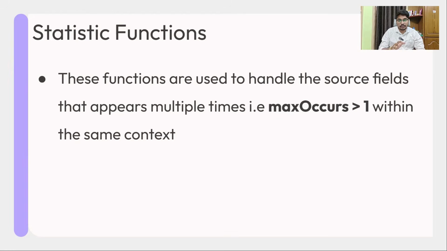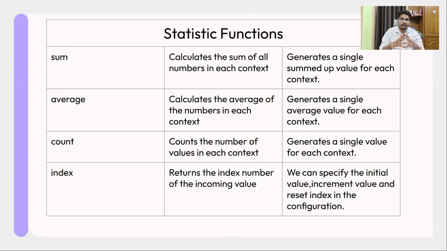These functions are used to handle the source fields that appear multiple times, which is max occurs greater than 1 within the same context. So if we look at the functions, we have only 4 statistic functions: sum, average, count, and index.